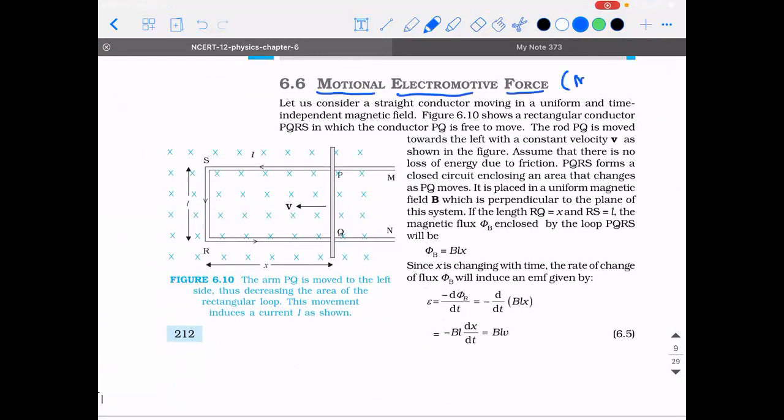or we can call it motional EMF also. Okay. So the name motional itself is suggesting that it has come because the conductor is put into motion. Okay. So for that, what we will do is let us consider a scenario like this.